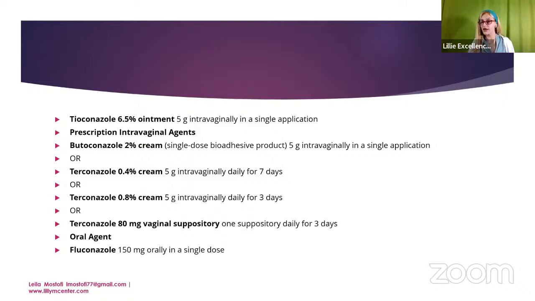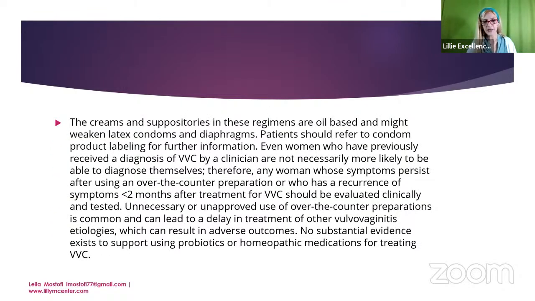0.8% cream, 5 grams intravaginally daily for 3 days, or terconazole 80 milligram vaginal suppository, 1 suppository daily for 3 days. Oral agent: fluconazole 150 milligram orally in a single dose. The cream and suppositories in these regimens are oil-based and might weaken latex condoms and diaphragms. Patients should refer to condom product labeling for further information.